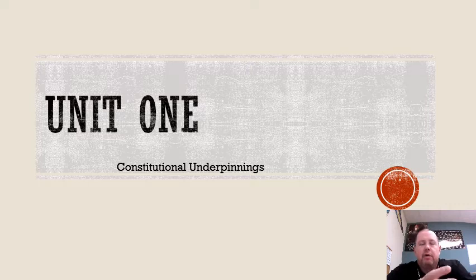This is our first unit. The unit is called Constitutional Underpinnings or Foundations of Democracy. I'll refer to it as both. But what we're looking at here are the sort of groundwork of U.S. government, so the foundations that our founding fathers were looking at.